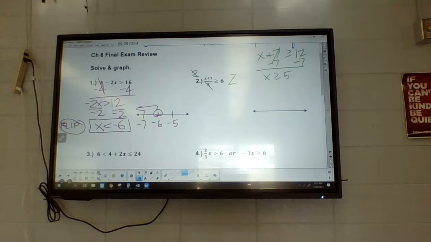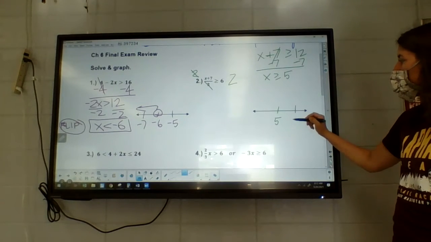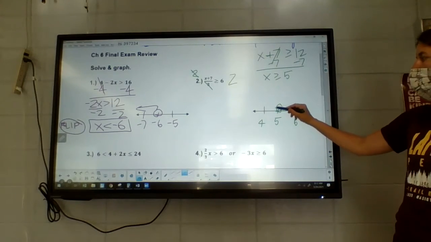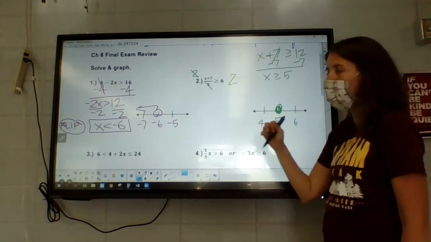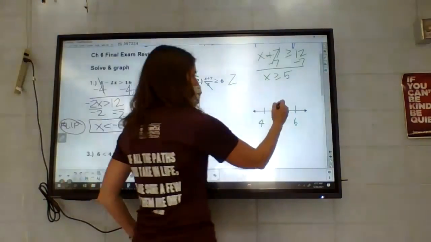So in this case, I didn't have to do any flipping of the inequality because I never multiplied or divided by a negative. But this time we fill our circle in because 5 is part of the solution. It has that equal to line. That means 5 works. And now this time it's trying to eat the x. That means x is bigger, so we're going to go bigger. We're going to go this way.